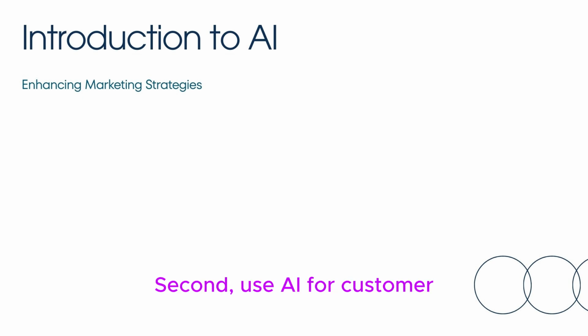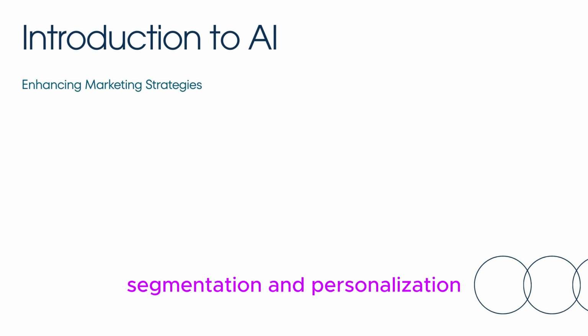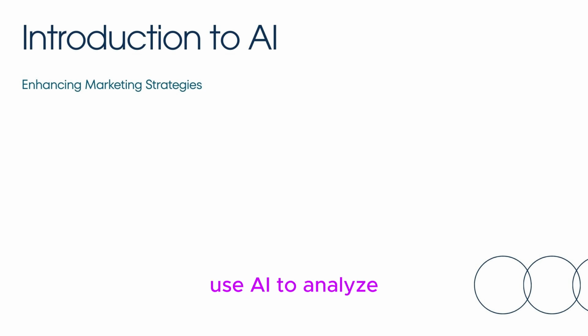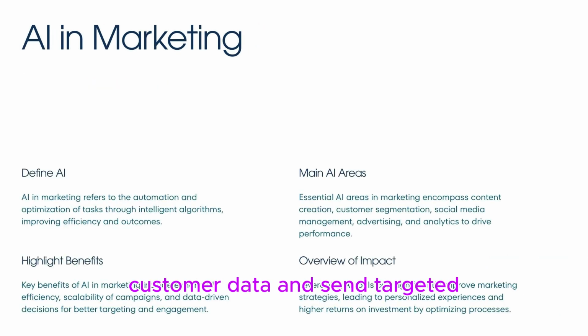Second, use AI for customer segmentation and personalization. Platforms like HubSpot use AI to analyze customer data and send targeted email campaigns.